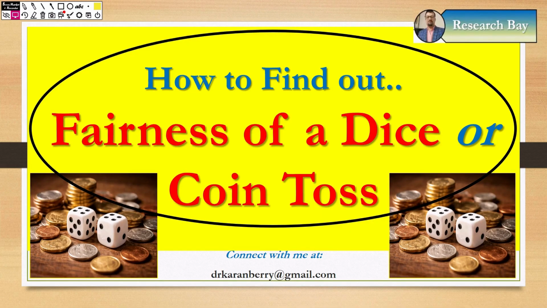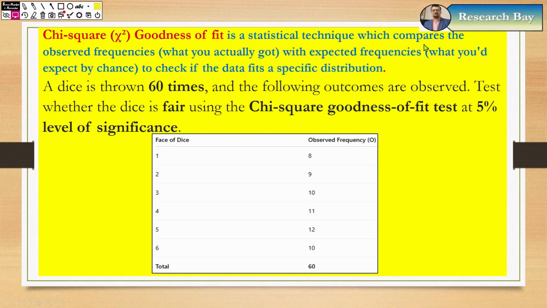The principle behind chi-square goodness of fit states that the observed frequencies match with the expected frequencies or they do not match. So that is the essence of this test. How is it carried out? Let us see. Goodness of fit is a statistical technique which compares the observed frequencies, that is what you actually got, with the expected frequencies, that is what you would expect by chance, to check if the data fits a specific distribution. Now, imagine you are playing with a dice and you have thrown the dice 60 times.